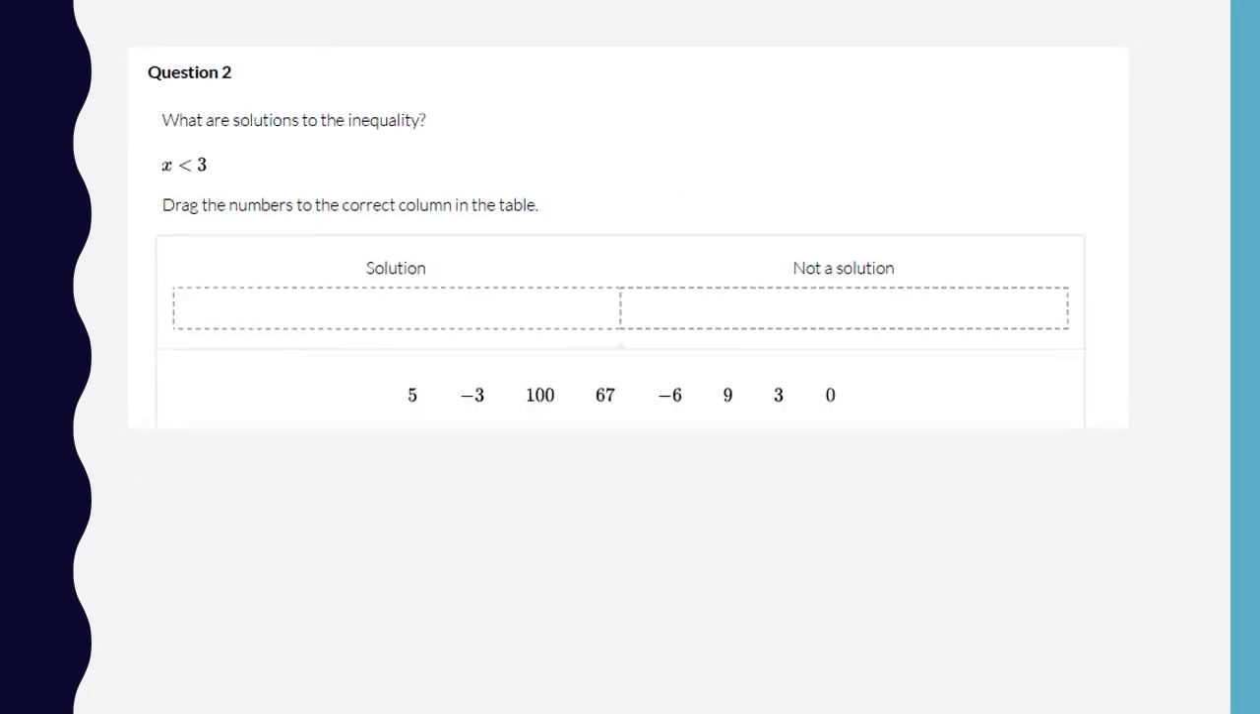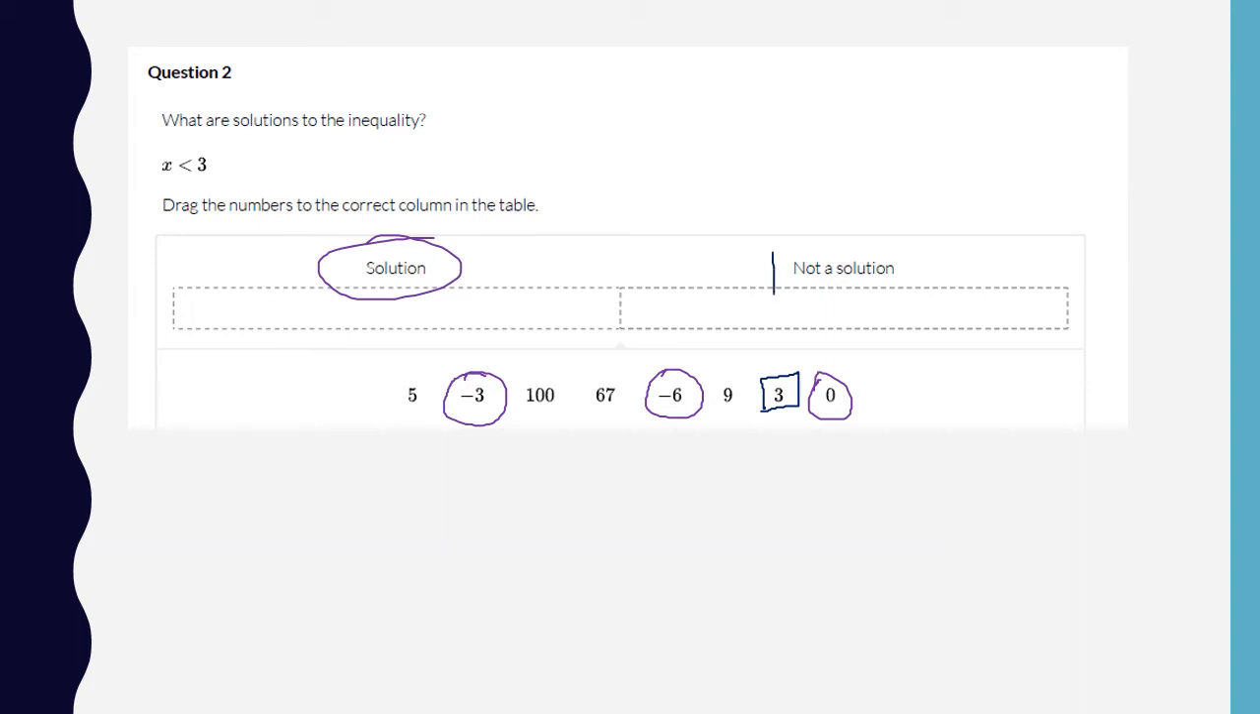Okay, this one says x is less than 3. So my solutions are numbers that are less than 3, but it does not say equal to. So I know that 3 is not a solution. Okay, I'm going to circle those that are solutions in purple. So I'm looking for numbers that are less than 3. There we go. Just 3 of them.